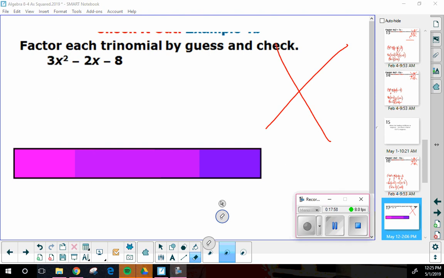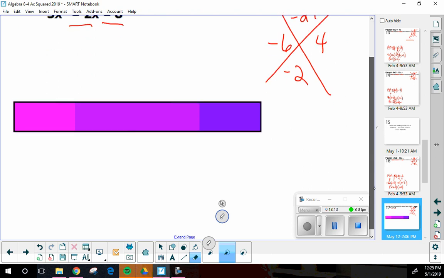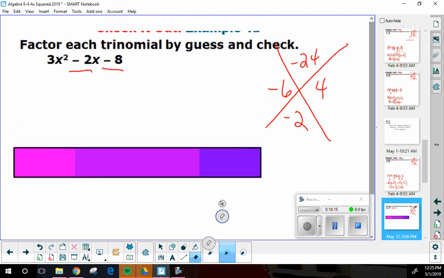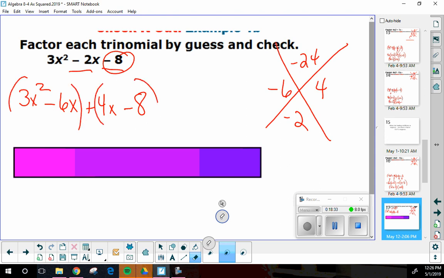3 times negative 8 is negative 24. And then this negative 2 goes in the center. So the two numbers I'm looking for are negative 6 and positive 4. So now I'm going to rewrite the polynomial, splitting it into two terms. So that's going to be 3x squared minus 6x plus 4x, and then I bring this negative 8 down right here. And then I will factor by grouping.